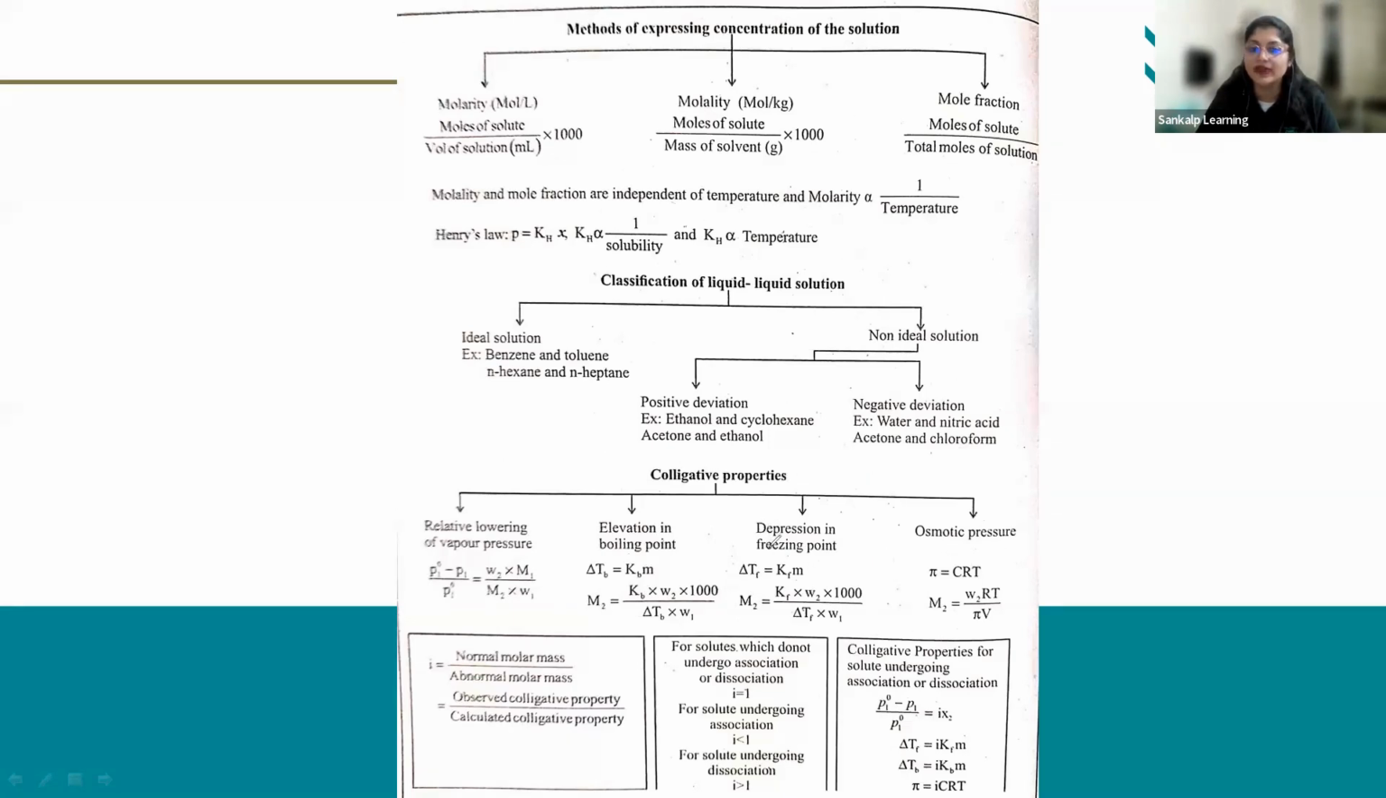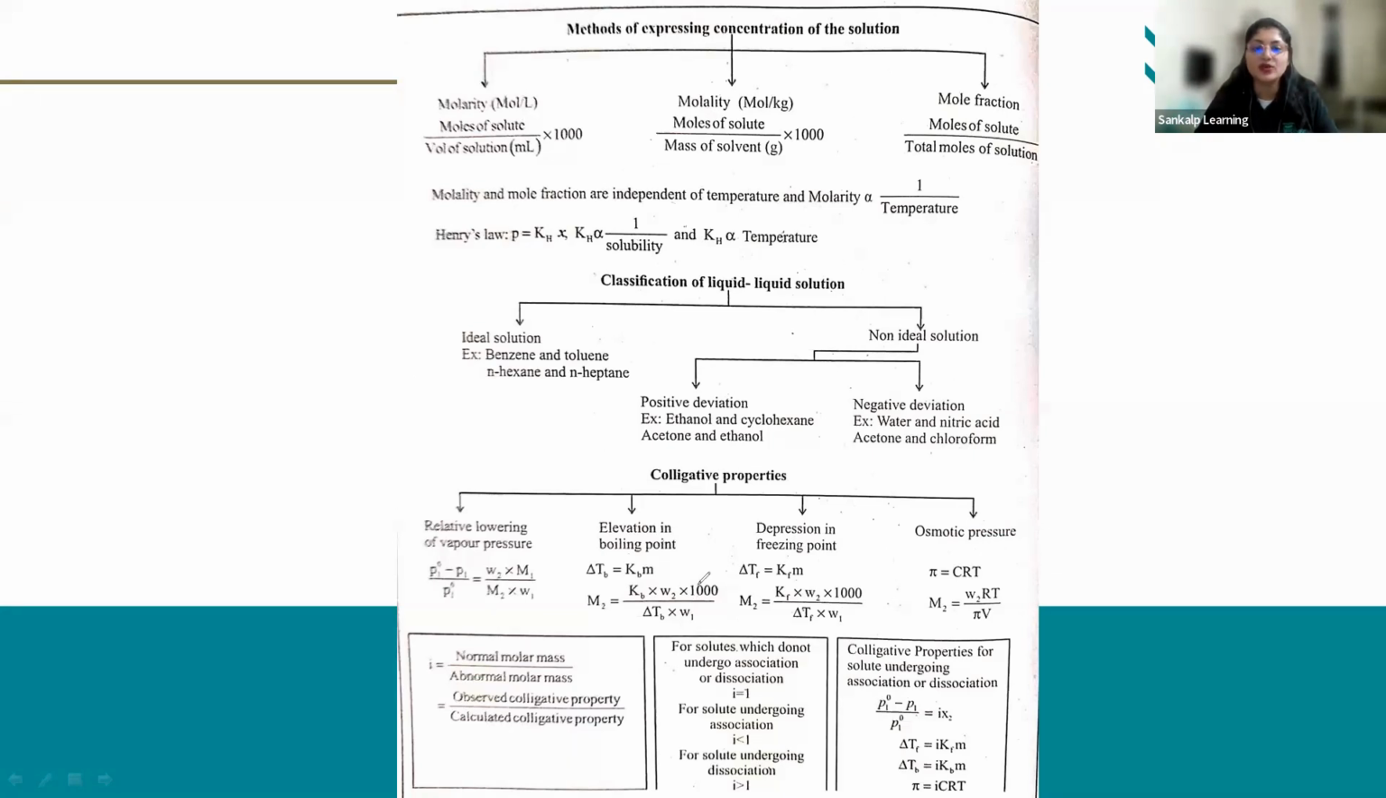Next we are going to see depression in freezing point. The formula is delta Tf is equal to Kf into m. M2 is equal to Kf into small w2 into 1000 divided by delta Tf into W1. Then the last colligative property is osmotic pressure, which is given as pi, equal to CRT, where M2 is equal to W2RT divided by pi V.